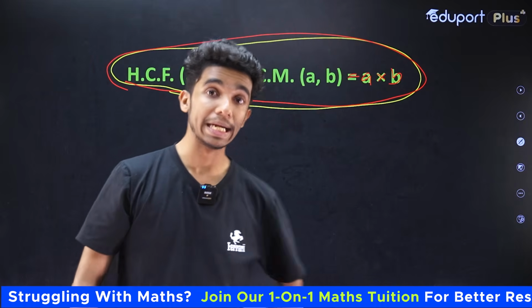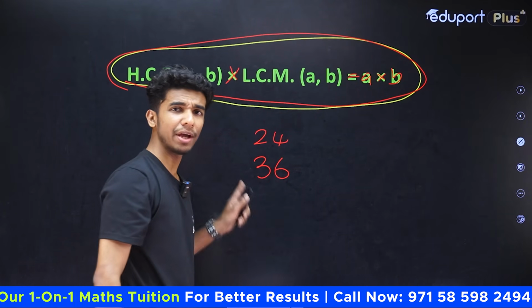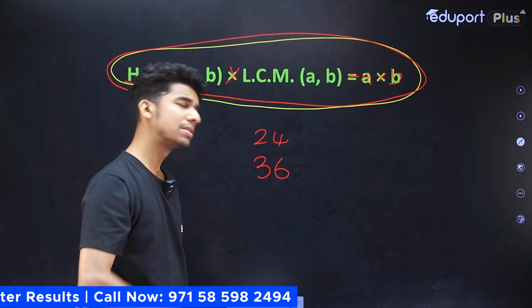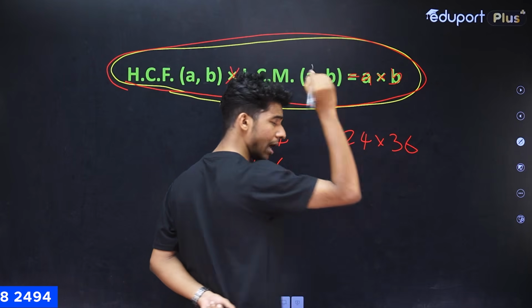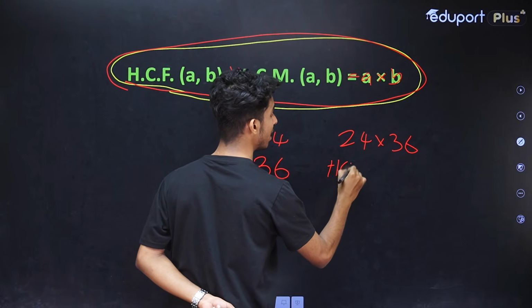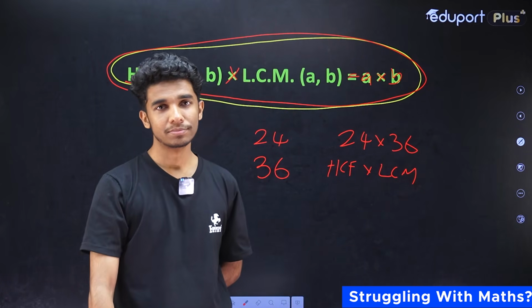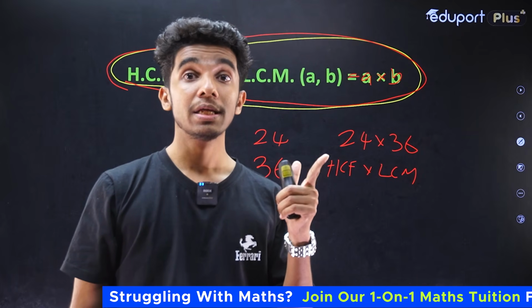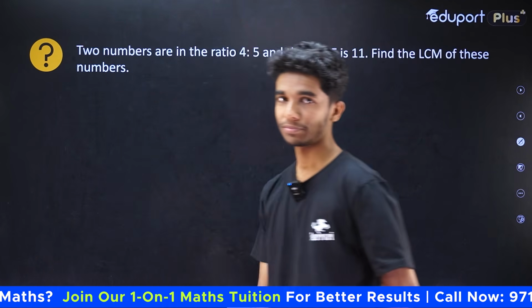We have already done that for 24 and 36. We have already found the HCF and LCM of 24 and 36. Just do 24 into 36, and also just do the HCF of them into the LCM of them. You will get the same answer. This property will not be used directly in problems, just like this.